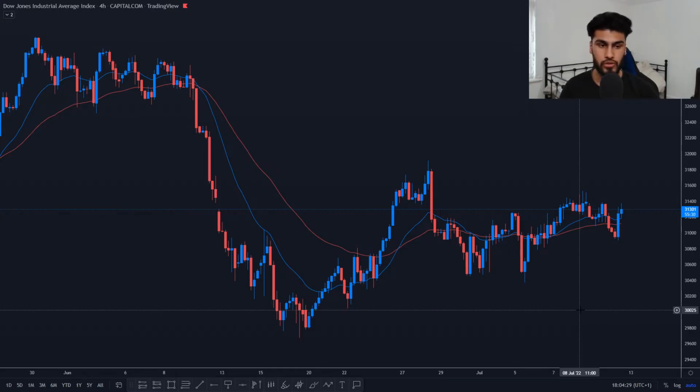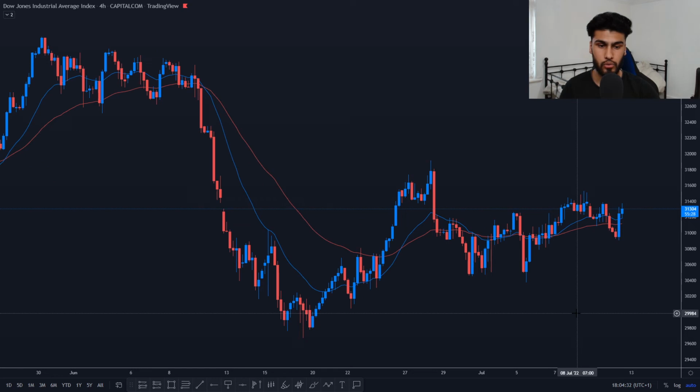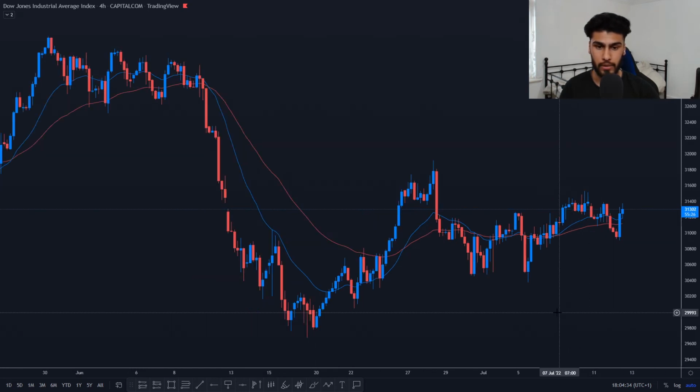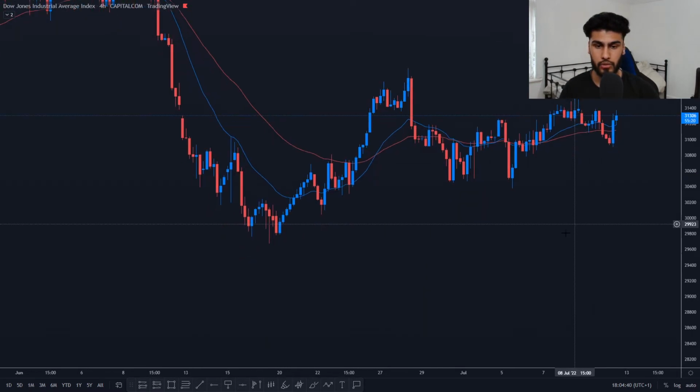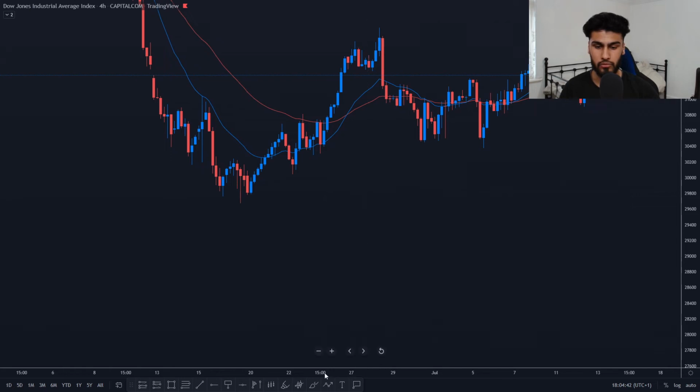Right, so jumping over to the charts. Here I have an example on US 30 where you can look for supply and demand zones over here. But before I go through that example and break it down for you, let's just quickly cover the theory for anyone that doesn't know what supply and demand really is.